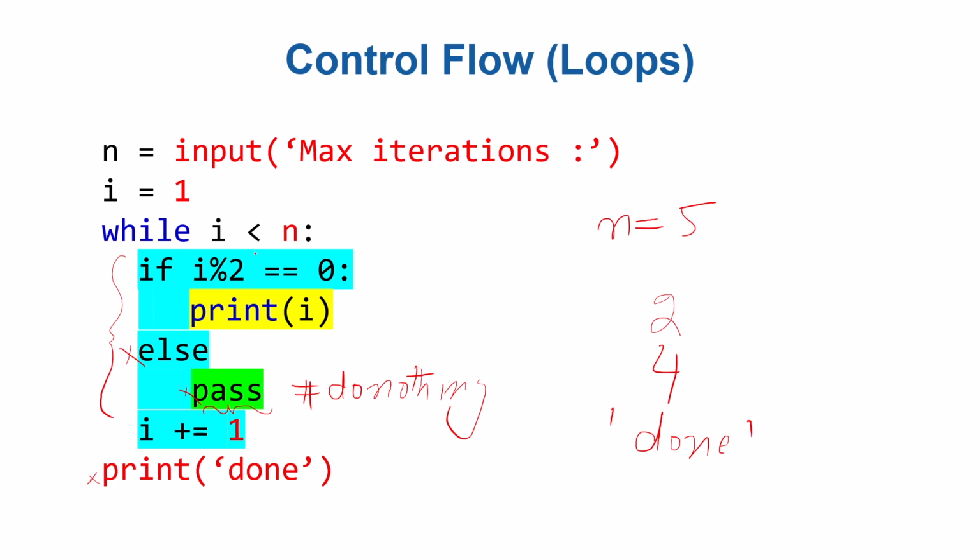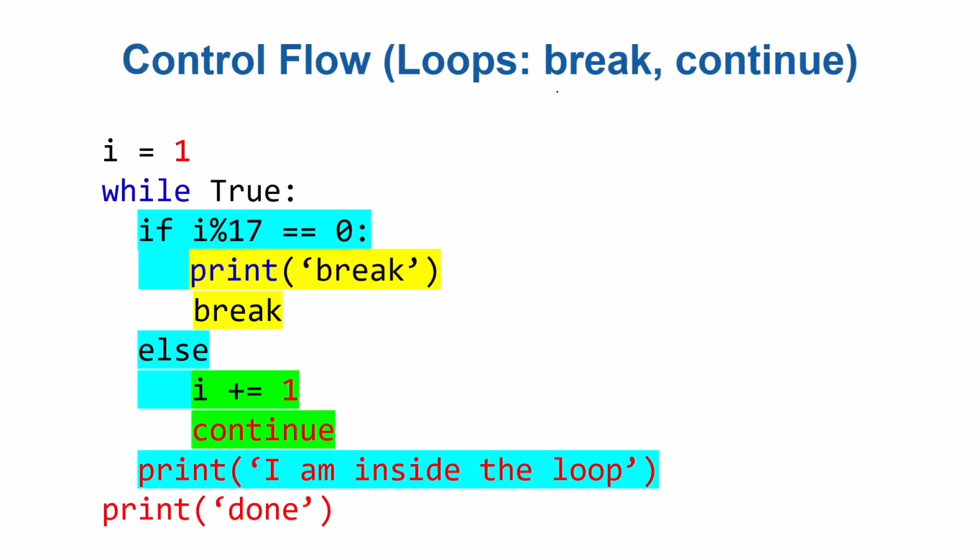Okay, so next there are two important statements. One is break, one is continue. I want to focus on these statements because they have a deep link with loops. A break statement, wherever written inside the body of the loop, tells you to exit the loop immediately. Whenever this break executes, it exits the loop immediately and brings you outside the body of the loop. That's what it does.